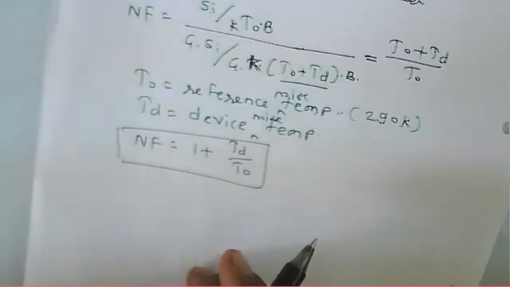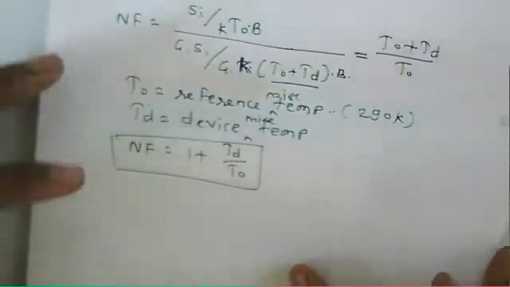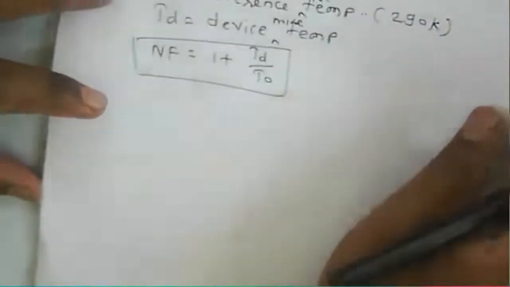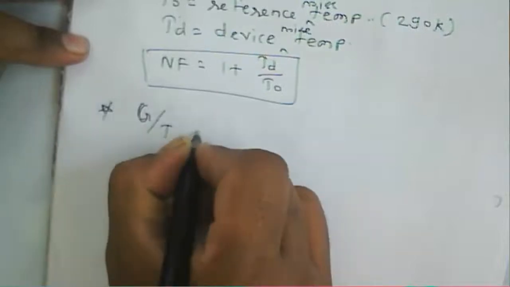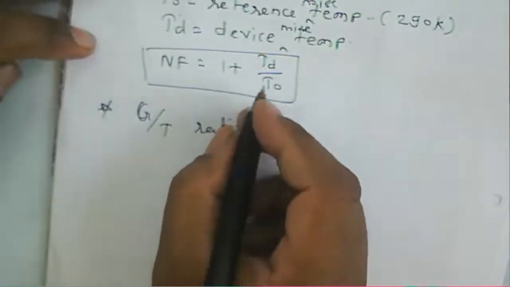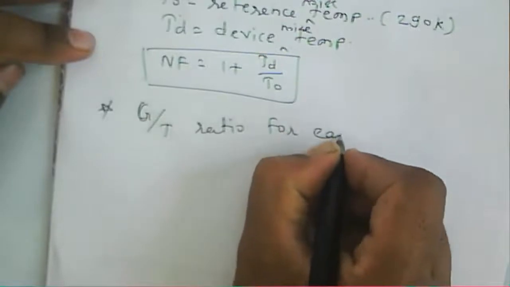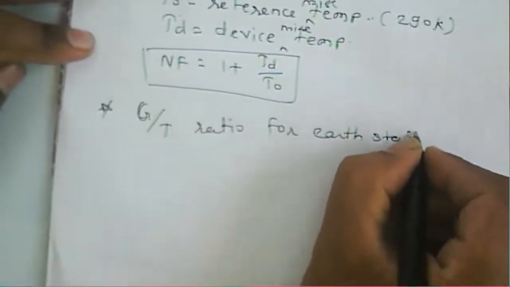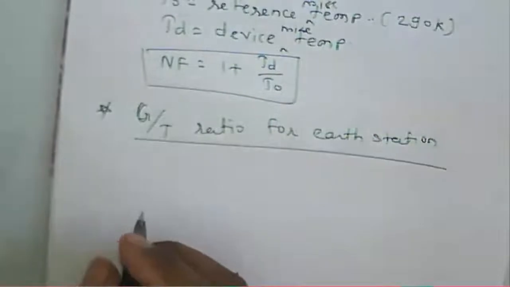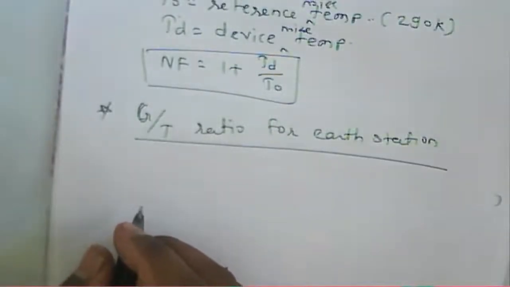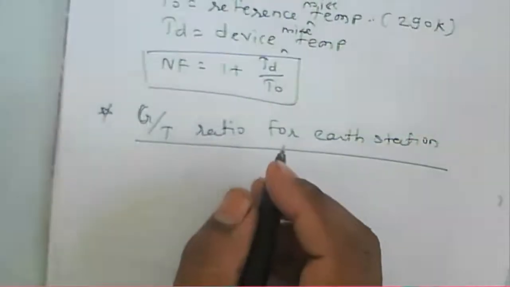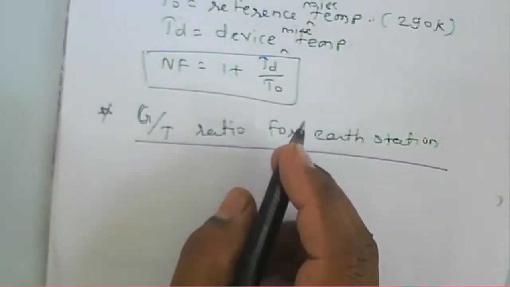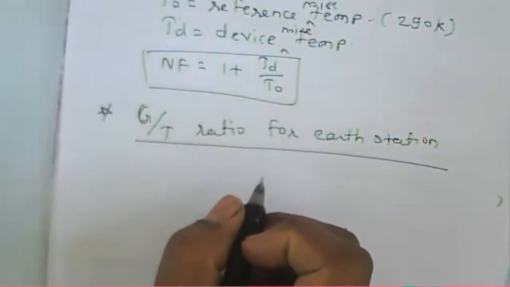Now we can go ahead to find the G by T ratio for our station. What does the G by T ratio mean? We have the gain and the noise figure, or you can say the noise temperature. That is the G by T ratio.